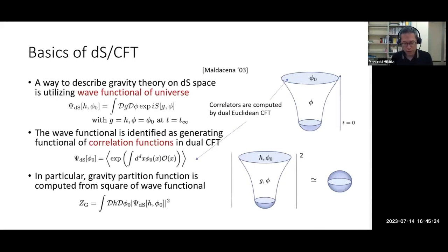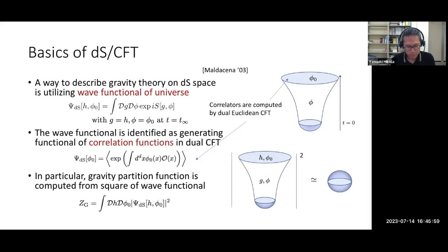I think you know a lot about the AdS/CFT correspondence. For AdS/CFT, we compute the partition function of the gravity theory, and the partition function of gravity can be computed from the dual CFT. This is the proposal of the GKP-Witten relation.